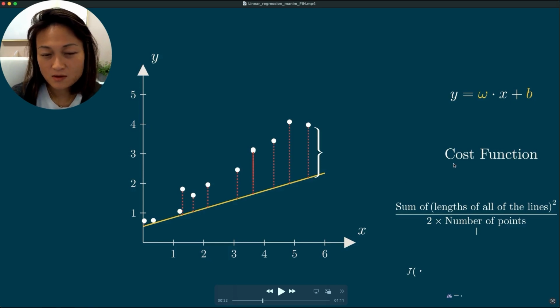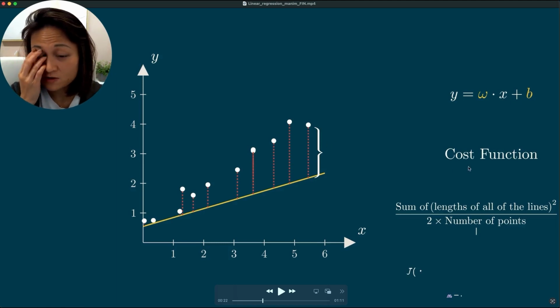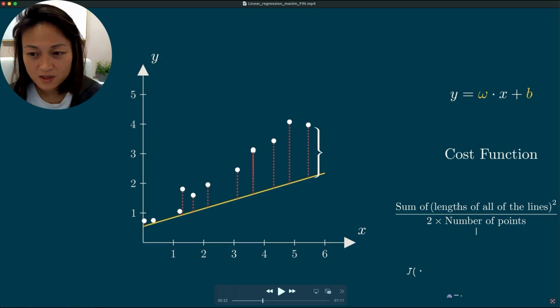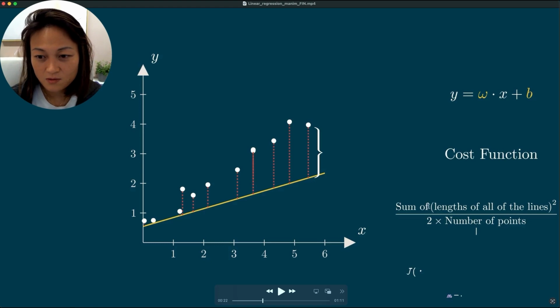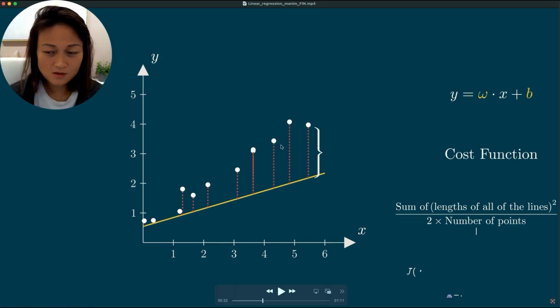And sometimes we like to have some kind of equation that can help us calculate how wrong our model is from the set of real data that we have. And we call this the cost function. And this looks a little bit complicated, but don't worry about it. It's actually very intuitive. What we're doing is just taking the length of all of these lines and squaring it. So when we square it, we actually take the negatives out of the calculation.